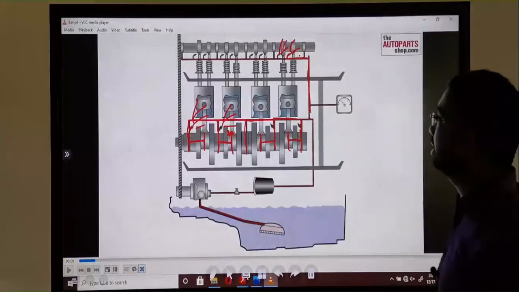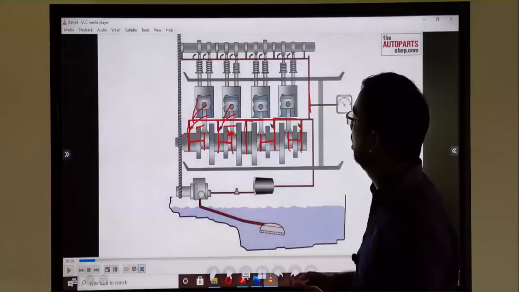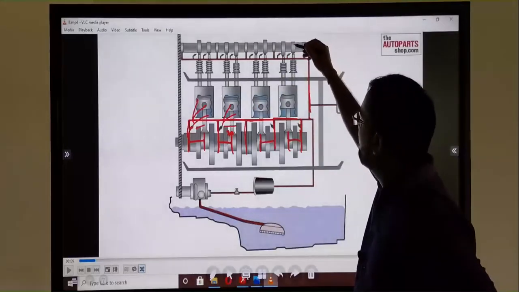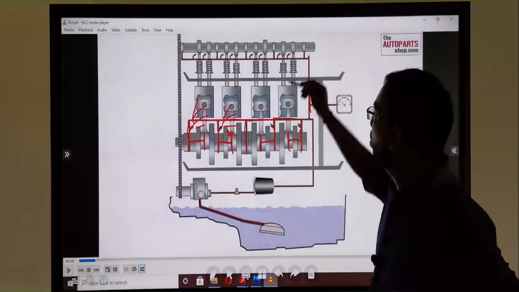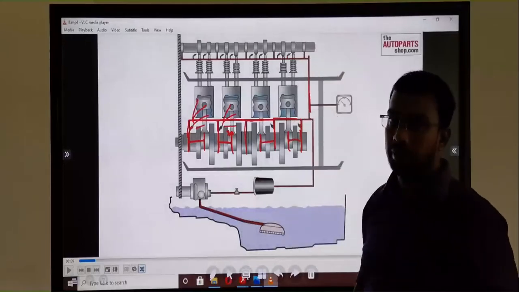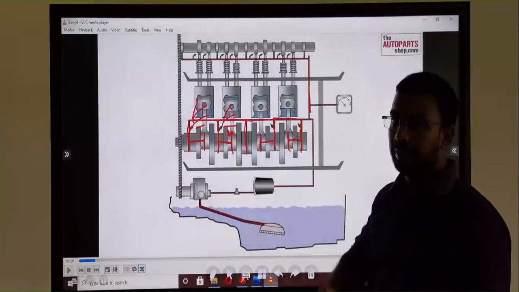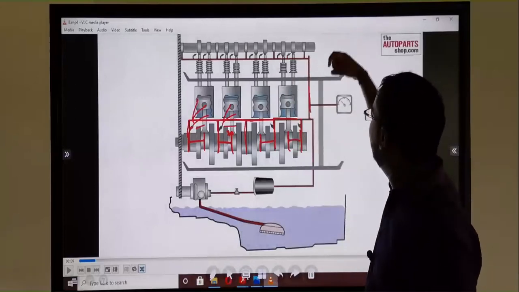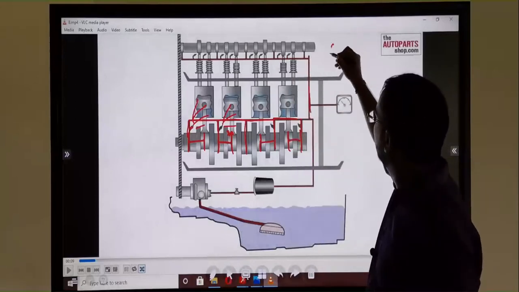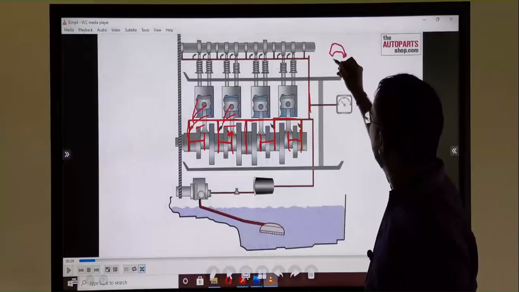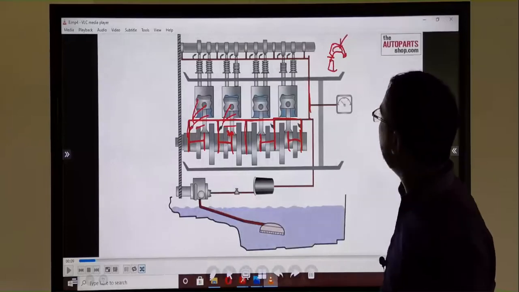This is the valve. This is the rocker arm. In the first experiment we measured the valve gap, and this is the rocker arm.